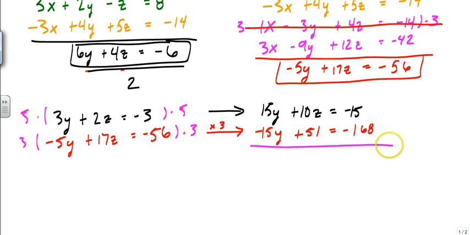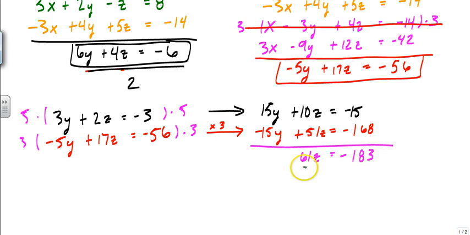So let's draw my line here. I'm adding, so 15y and 15y, those cancel. 10z, oh, this should be 51z, I left off a z there. Sorry about that. 10z and 51z, that's 61z. Now hopefully this comes out to be a multiple of 61. Negative 15 and negative 168, that's negative 183. Perfect, that's a multiple of 61.